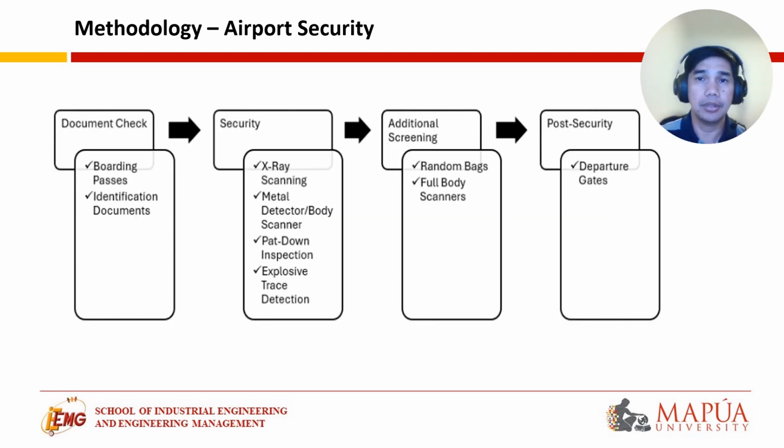With regards to methodology for airport security, security checkpoints at airports are specific areas where passengers and their belongings undergo security screening before boarding their flights. These checkpoints are designed to ensure the safety and security of air travel. Here are the typical security checkpoints at airports: document check, from document check to security, additional screening, and lastly, post-security. These security checkpoints are vital for preventing prohibited items, weapons, and dangerous substances from being brought onto aircraft, thereby ensuring the safety of passengers and crew during air travel.